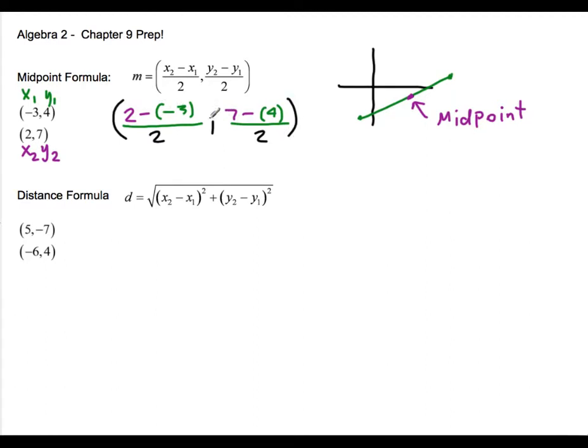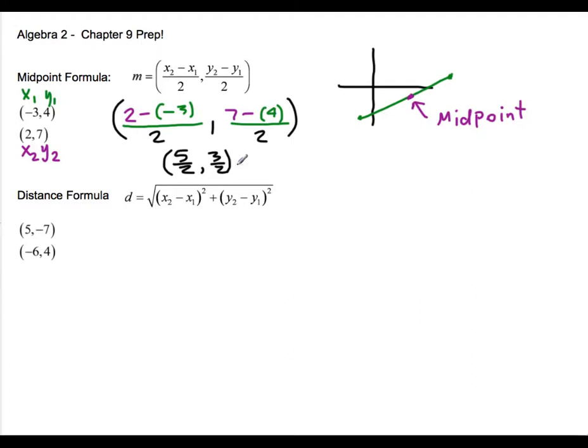And you just do your math. 2 plus 3 is 5, so I've got 5 halves for x. And 7 minus 4 is 3, so I've got 3 halves for y. This is the midpoint formula. And this point right here, 5 halves and 3 halves, is exactly halfway between x1, y1 and x2, y2.